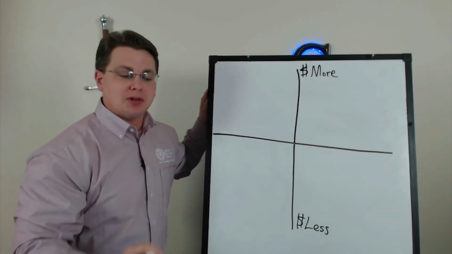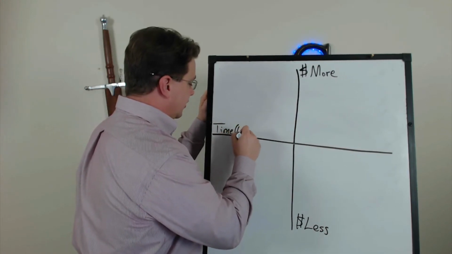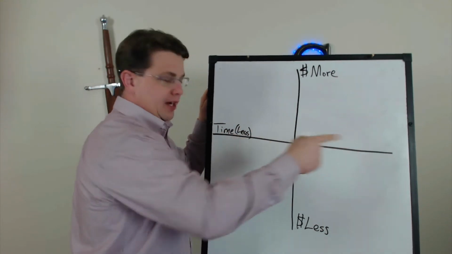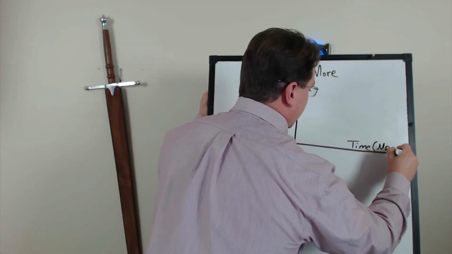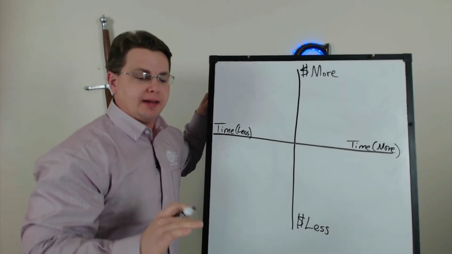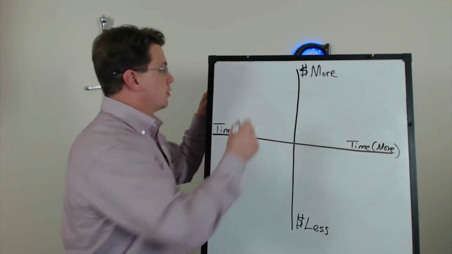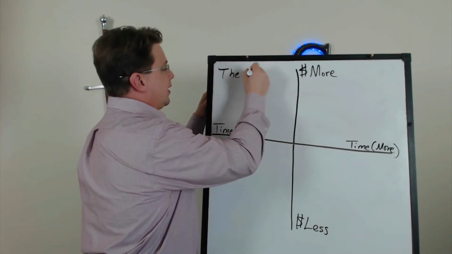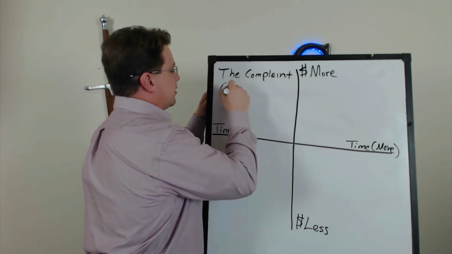This line here is going to represent time. So over here, I'm going to put time, I'm going to put less, and over here, time, and I am going to put more. So a couple things that I want to show you. These are four quadrants. We're going to give each of them a name. Over here in the quadrant of less time and more money, we're going to call this the complaint generator. This is going to be the complaint generator quadrant.